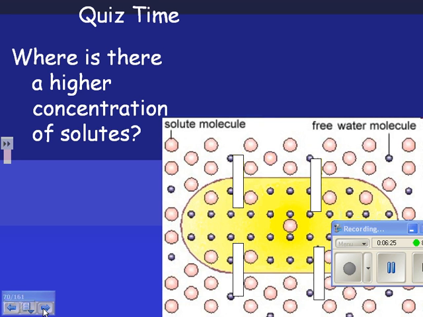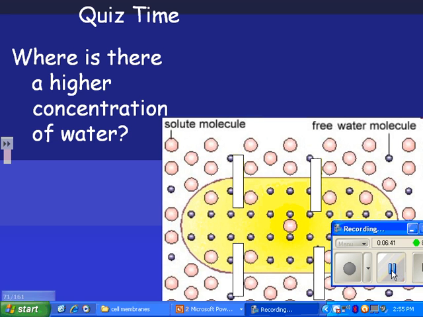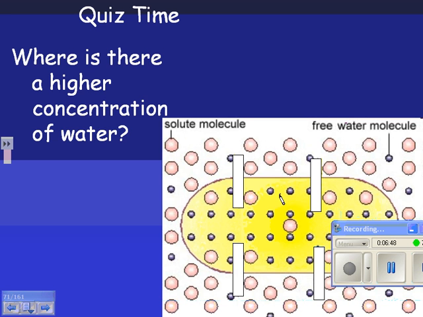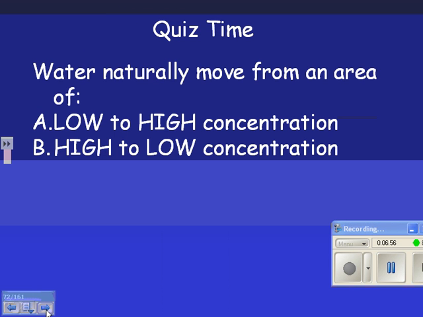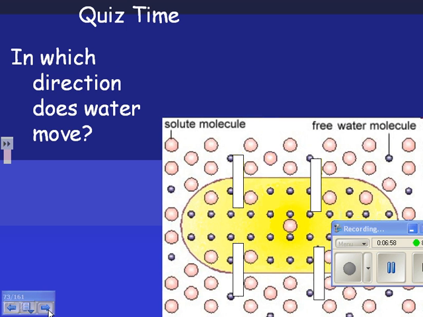Quiz time. Where is there a higher concentration of solutes? Again, the solutes are the dissolved stuff, and it's actually labeled here, so the pink stuff. And the water molecules are these things. So there's more solutes on the outside. That picture didn't really work. There we go. So the higher concentration of water, let's see. So this stuff is the water, and so water is going to go from high to low concentration. So there's the higher concentration of water. Water goes high to low. And so it's going to go out.